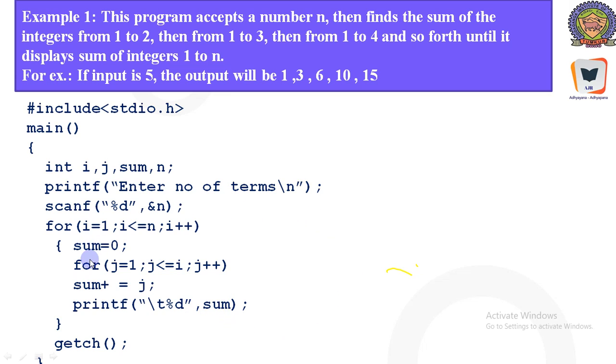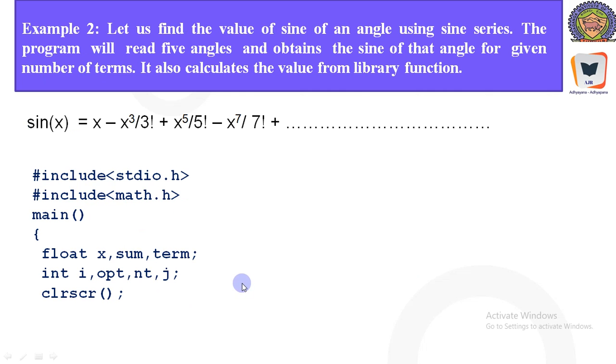Once again, the sum will become 0. Then it will go for the second iteration when i would have become 2. Therefore, it is sum plus j, sum equal to 1 plus 2, that will become 3. Then in the third iteration, sum is set to 0, it will become 1 plus 2 plus 3, something like this. It goes on adding and it will generate the term values for 5 terms if the input is 5, or whatever the input is given by the user.